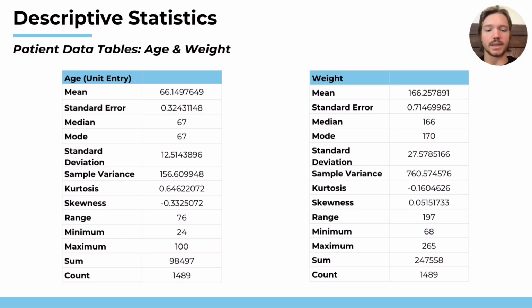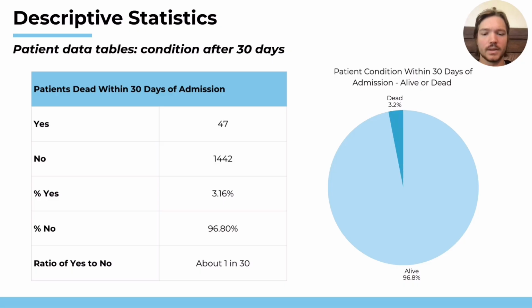And as we can see, the average patient age is around 66 years old, with a standard deviation of about 12.5 years. The average patient weight is about 166 pounds, with a standard deviation of about 27 pounds. This tells us that we are dealing with an older population, and patients admitted are not typically severely underweight or overweight.